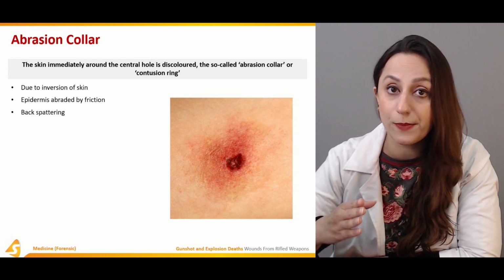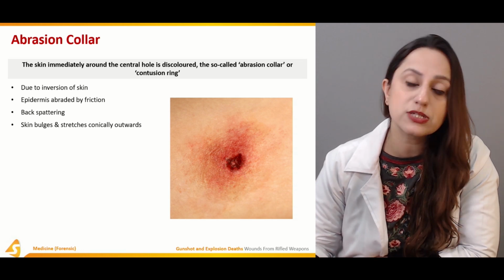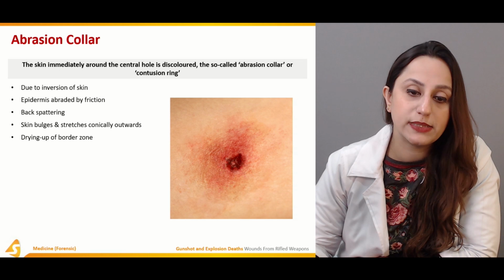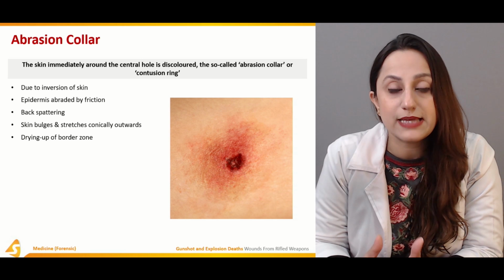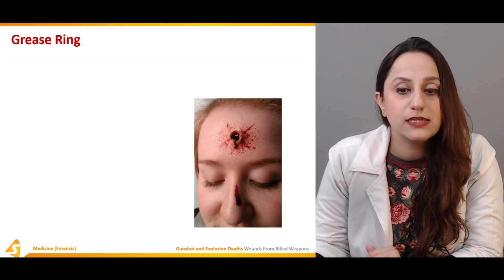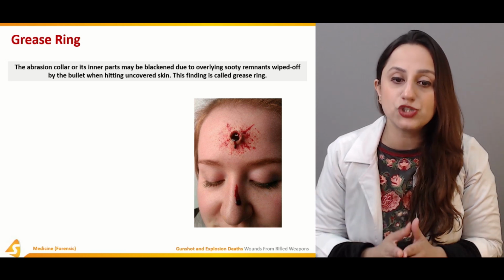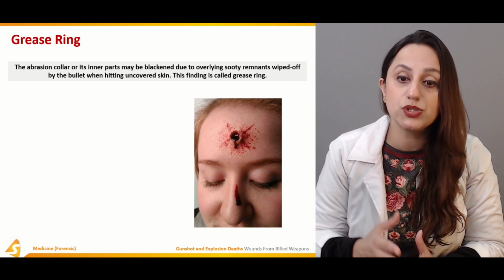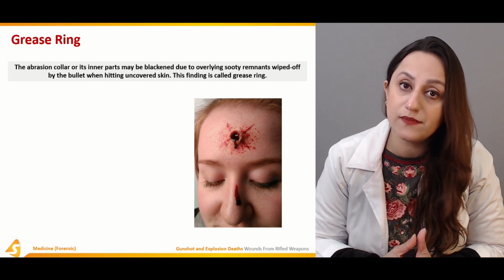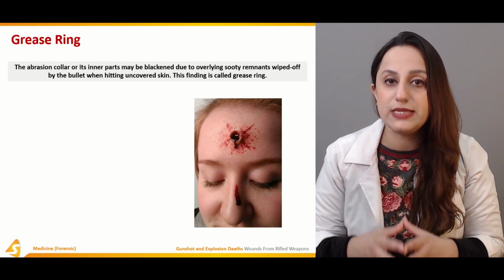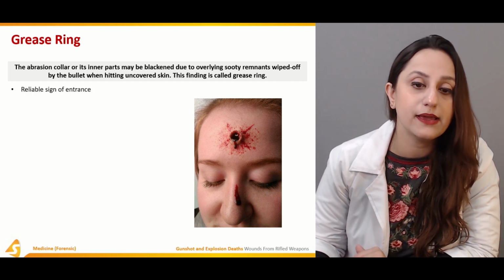The back spattering phenomenon is also seen whenever this abrasion collar is formed, and the skin bulges and stretches conically outwards in this phenomenon. The drying up of the border zone is also seen in such patterns whenever this abrasion collar is formed. The grease ring can also be seen in a lot of cases. Now, what happens is the abrasion collar or its inner parts may be blackened due to the overlying sooty remnants. When they're wiped off by the bullet when hitting the uncovered skin, the finding is called the grease ring. So when we remove the abrasion ring, we come across the grease ring, and it's again very important.